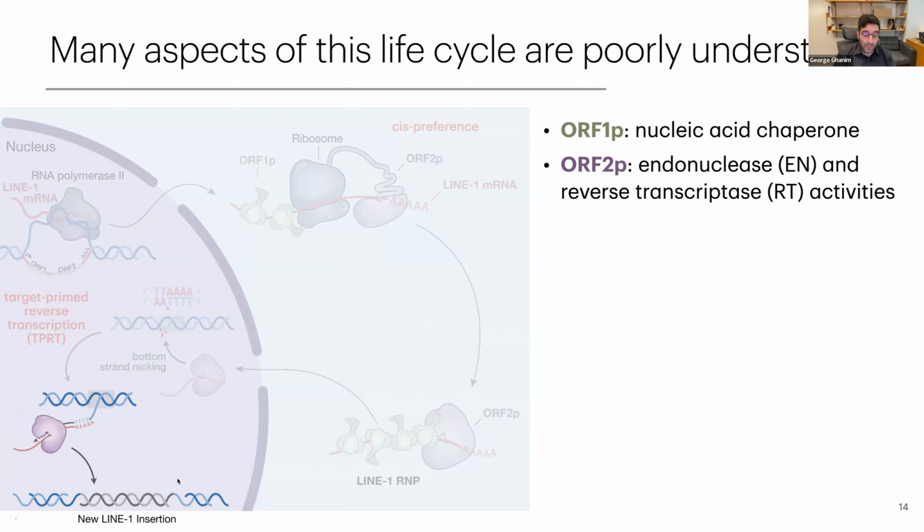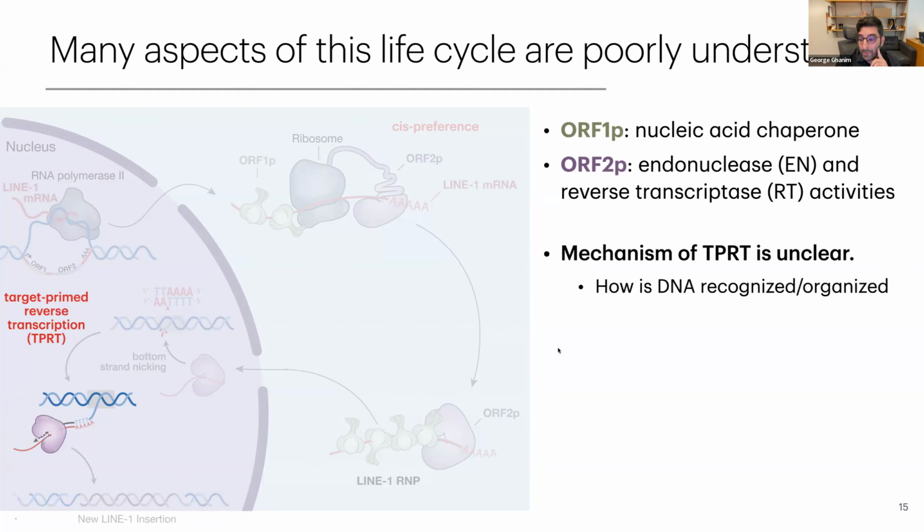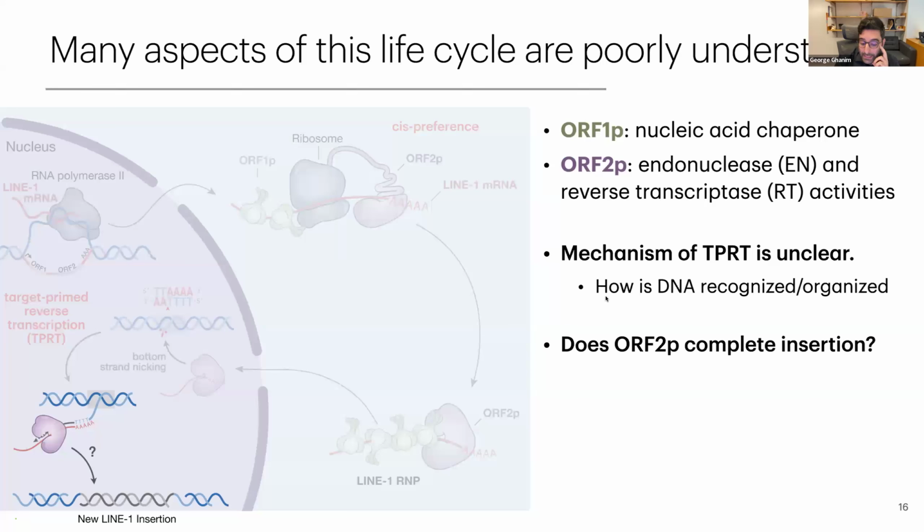Okay. Now, many aspects of this mechanism and this life cycle of LINE-1 mobility are poorly understood, and I'll highlight two examples. The first is the mechanism of TPRT is unclear. It's not really understood how DNA is recognized or how it's organized within this complex. Next is, it was unclear if ORF2P completes this insertion process. A model was proposed that cellular factors complete this insertion process.